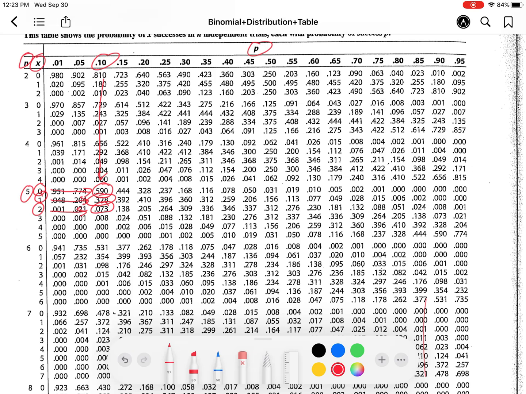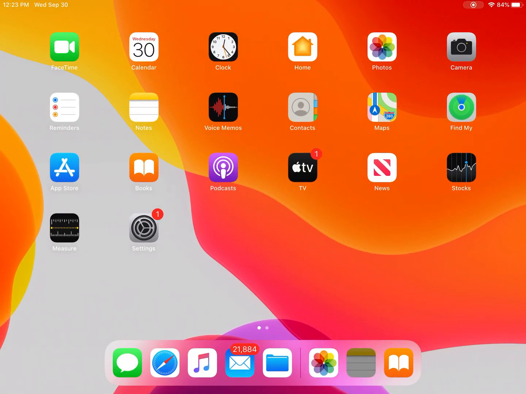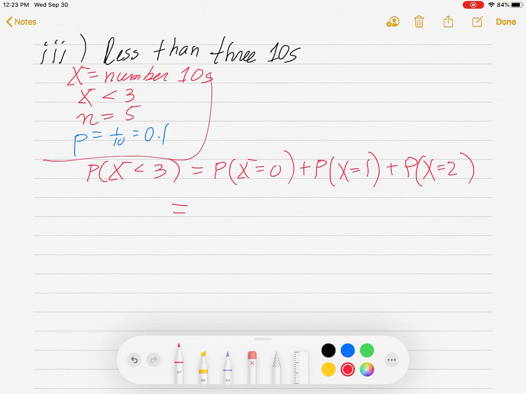Let me write those down so I don't forget them. My memory is like a fish. I can't remember much at all. Okay, so I wrote them down. I'm going to go back to the screen.